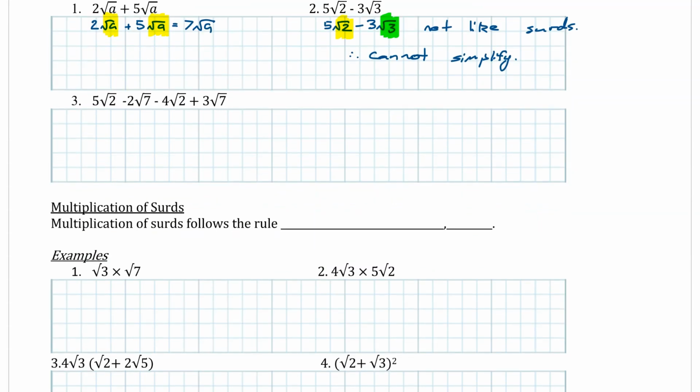Example 3, 5 root 2 minus 2 root 7 minus 4 root 2 plus 3 root 7. What you find is that we've got two different flavors of surds here. So we've got the ones with the root 2, and then we've got the surds with the root 7s. Notice that we can only add and subtract the surds that are like. So if we rearrange this around, we'll go 5 root 2 minus 4 root 2 plus 3 root 7 minus 2 root 7.